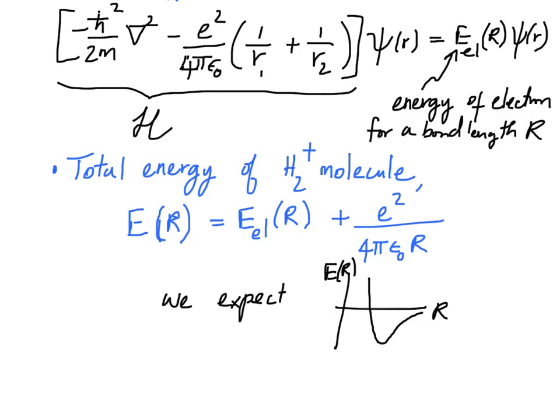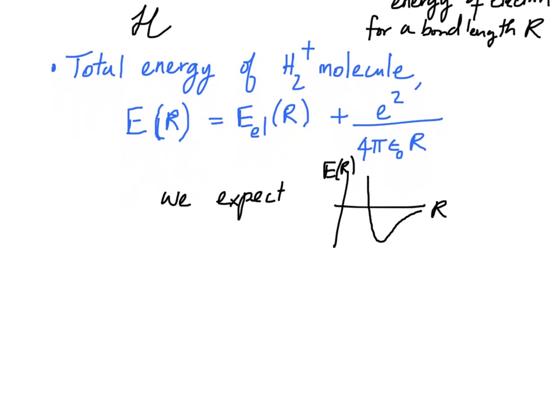So here is a cartoon that depicts what we expect to find out in the end. The total energy E as a function of capital R, the bond length, is going to have this type of behavior with a minimum. The energy corresponding to the minimum will be the bond energy of this molecule, and the R corresponding to the minimum will of course be the equilibrium bond length. Well, okay, all that is well and good.